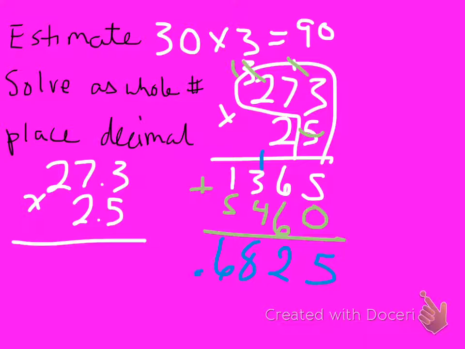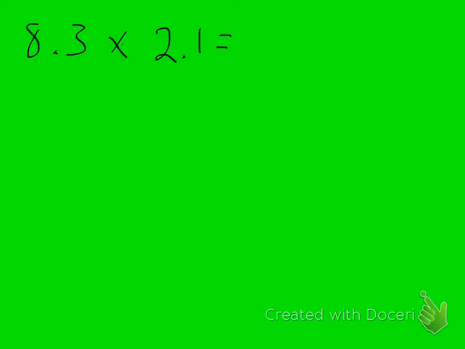90. We put the decimal there, that's less than 1. 6, that's not close to 90. 68, pretty close to 90. 682, not really close. My decimal goes there, which means 27 3/10 times 2 5/10 is 68 25/100.